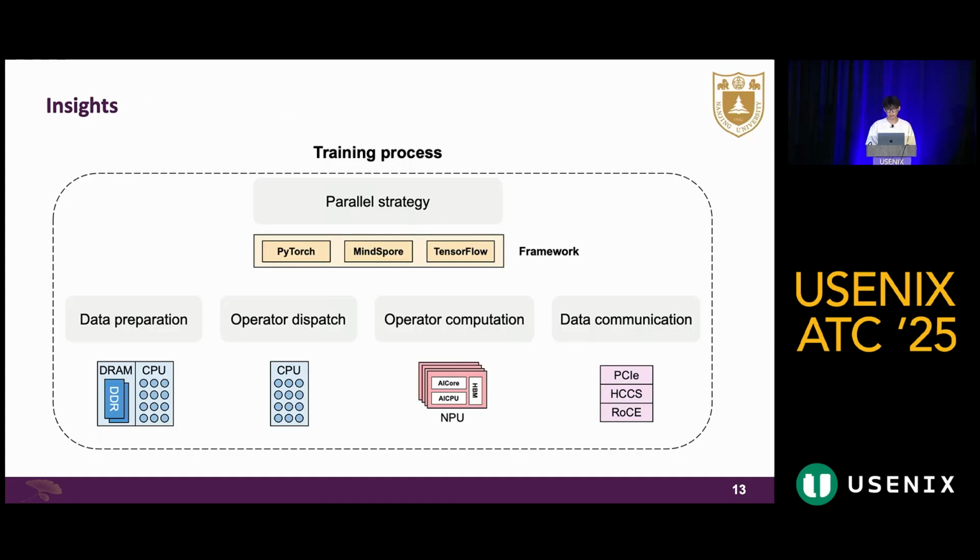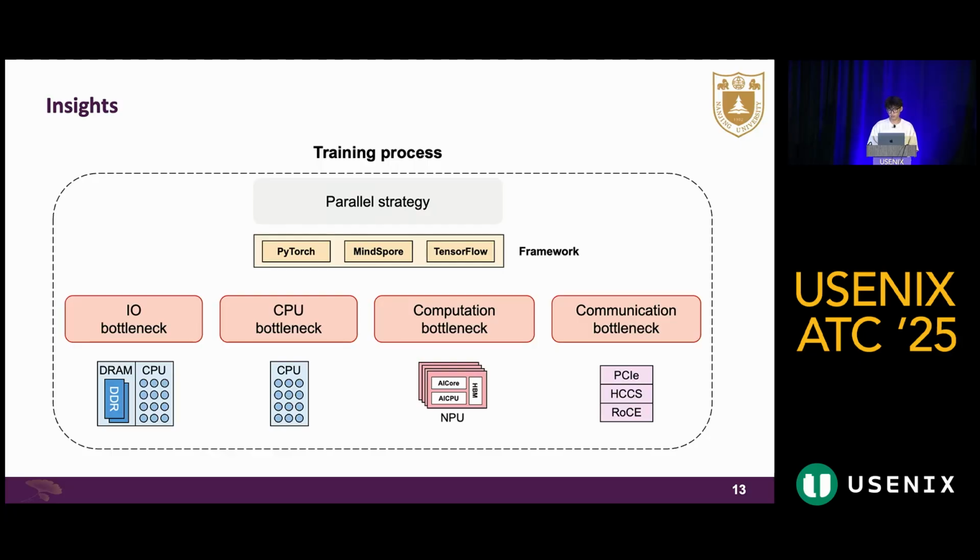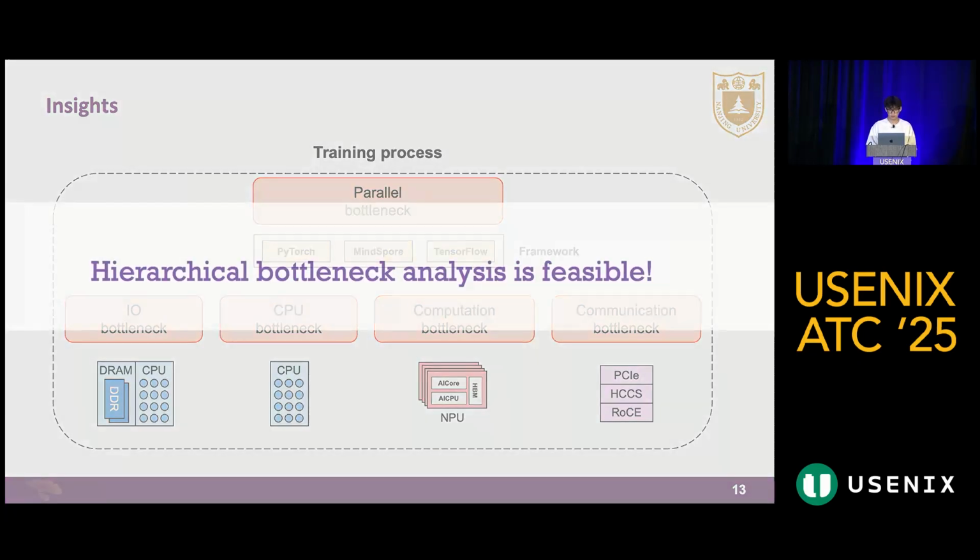Our experience analyzing numerous production cases led us to a key insight: the training pipeline operates hierarchically. Performance bottlenecks can occur either within individual operators tied to specific hardware like DRAM, CPU, NPU, and network, or between operators due to poor parallelism. Therefore, we propose a two-level hierarchical analysis. We first analyze inter-operator parallelism and then diagnose intra-operator bottlenecks.